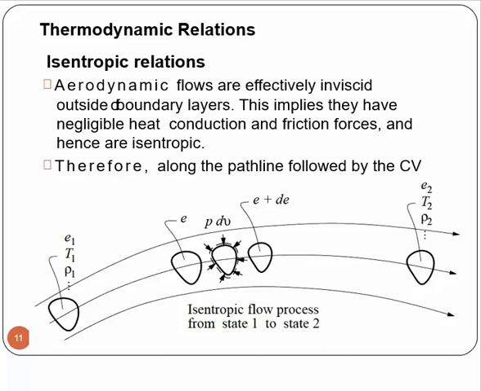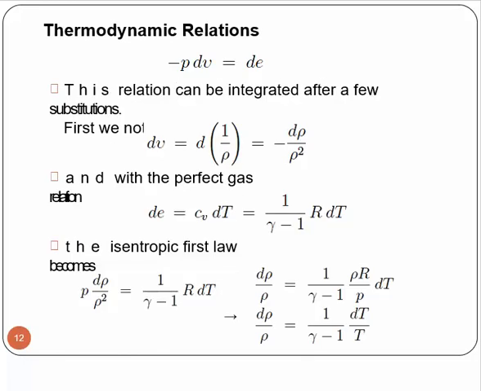If we have a particle moving along the path with an upper and a lower boundary, the forces applied will be PdV and the energy E, and after the change the energy will be E plus dE. That is the internal energy of the system. Then PdV is equal to dE. This solution integrates with the following substitution.